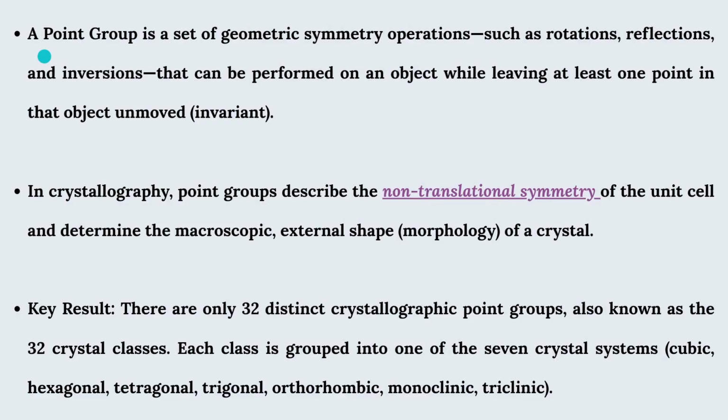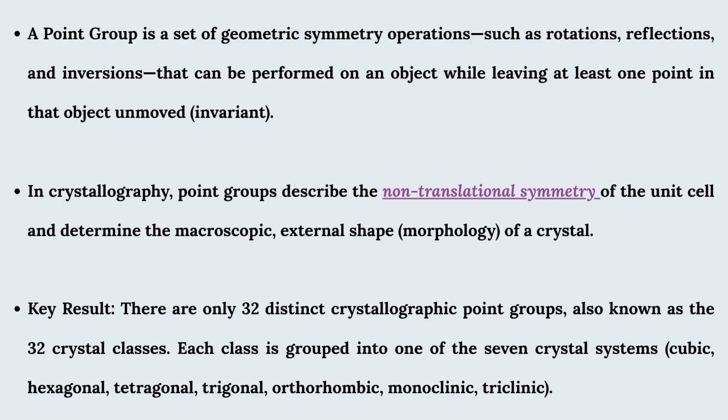So the point group is a set of geometrical symmetry operations. Already we saw in the other video that there are different symmetry operations like rotation, reflection, and inversion, in which any one of the points is invariant. That means maybe the axis, the plane, or the point is unmoved during the operation.